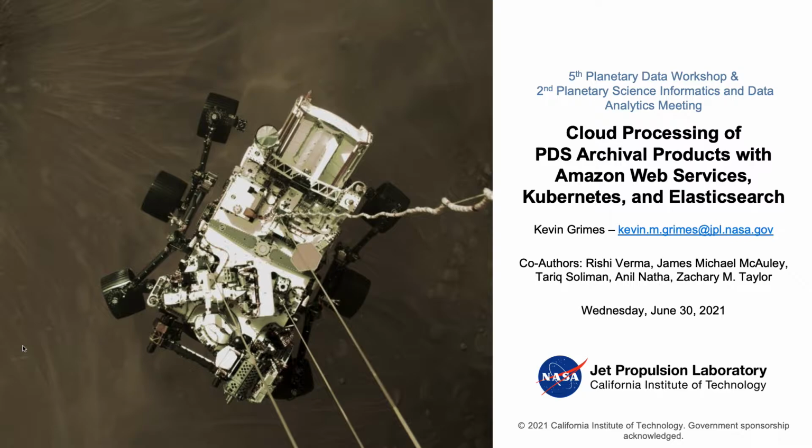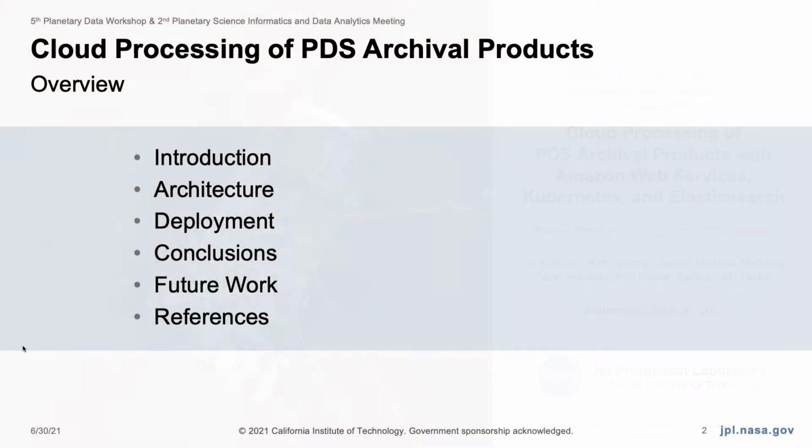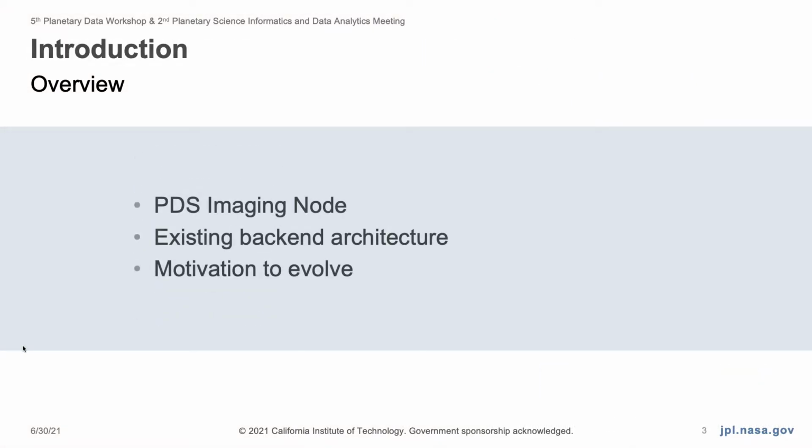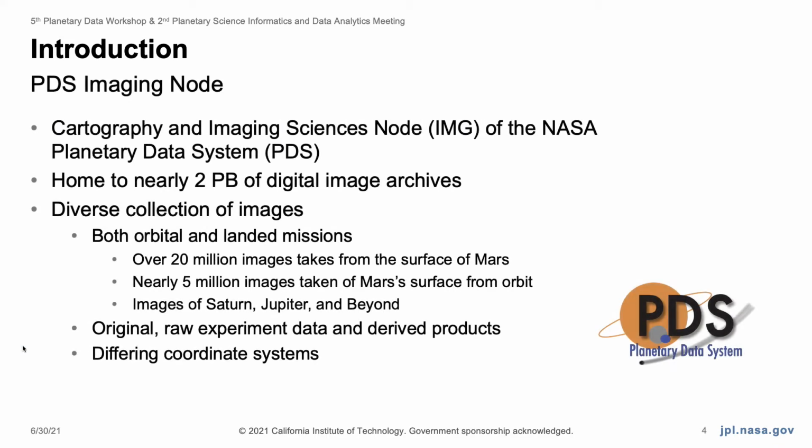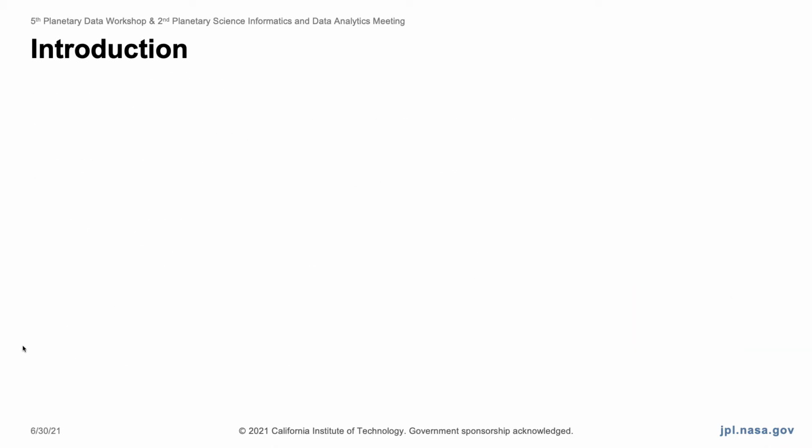I'm with the PDS Imaging Node, and today I will be presenting cloud processing of PDS archival products with Amazon Web Services, Kubernetes, and Elasticsearch. So I'm going to begin with a quick introduction to the PDS Imaging Node, who we are and what we're all about. So we are the Cartography and Imaging Sciences node of the NASA Planetary Data System. We're home to nearly 2 petabytes of digital image archives, and we're growing rapidly.